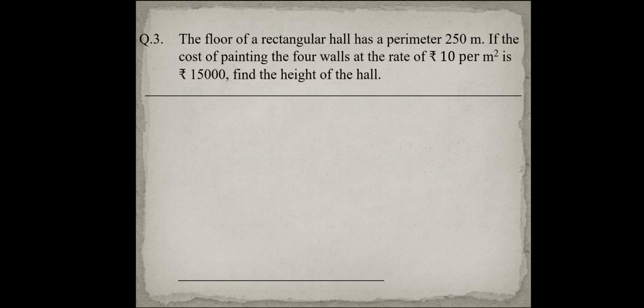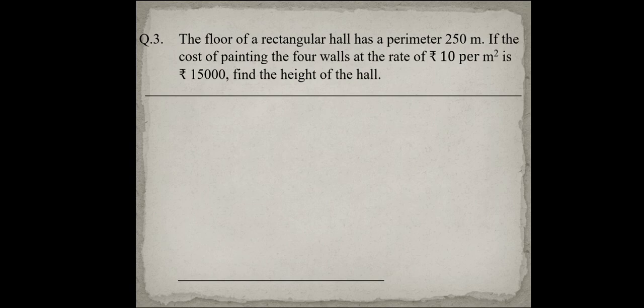Now in the next question, question number 3. The floor of a rectangular hall has a perimeter of 250 meter. If the cost of painting the four walls at the rate of rupee 10 per meter square is rupee 15,000, find the height of the wall.